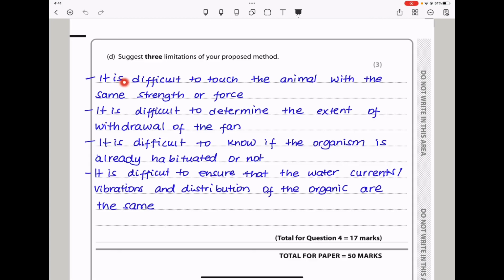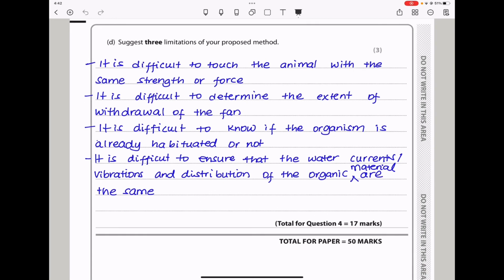So I say it is difficult to touch the animal with the same strength or force. It is difficult to determine the extent of withdrawal of the fan. It is difficult to know if the organism is already habituated or not. This is before you begin the experiment. We cannot know. Even during the experiment, it could be difficult. So it is difficult to ensure that water currents or vibrations and distribution of organic material are the same throughout the water tank. So this brings us to the end of question 4 as well as to the end of this paper.